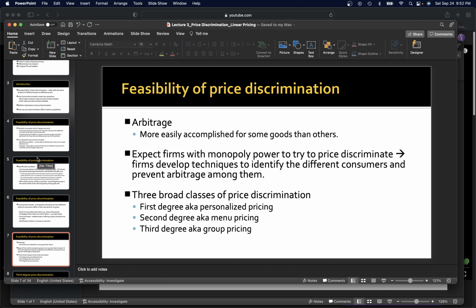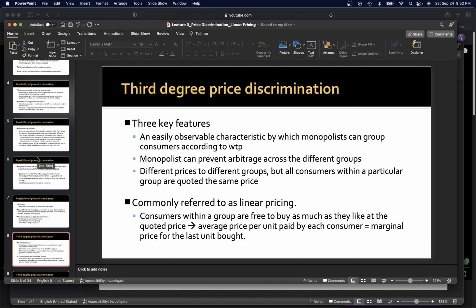First is personalized pricing. Second, second degree price discrimination, is menu pricing. And third degree price discrimination, what we will be talking about in this video, is called group pricing. So, third degree price discrimination has three features. First, an easily observable characteristic by which monopolists can group consumers according to willingness to pay. Second, the monopolist can prevent arbitrage across the different groups. Again, we will assume this, and this is something that can complicate group pricing.